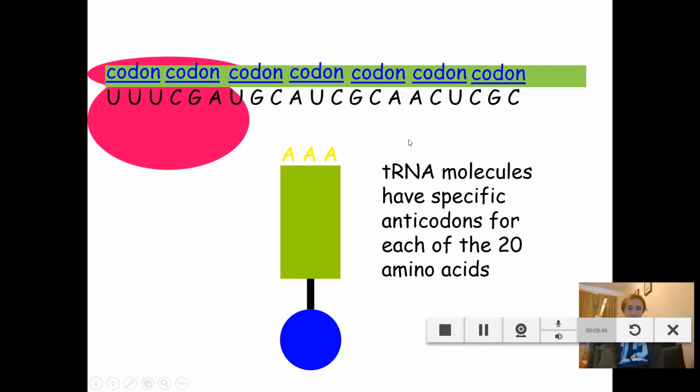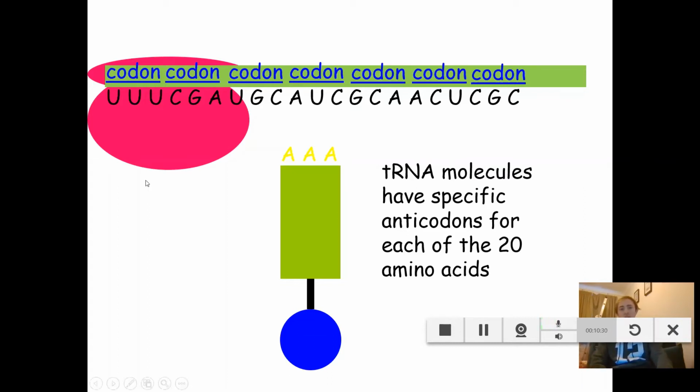Now, each tRNA molecule is attached to a specific amino acid. So for instance, if you have an AAA anticodon, that will be a lysine amino acid attached to this tRNA. The blue blob here is the amino acid. The anticodon up here determines what amino acid will be attached. So if you have an AAA anticodon, you will have one amino acid. If you have a UUU anticodon, it will be a different amino acid.